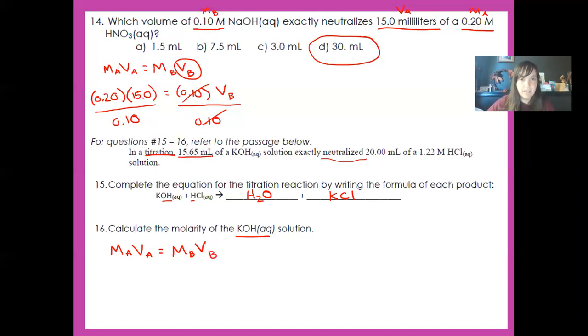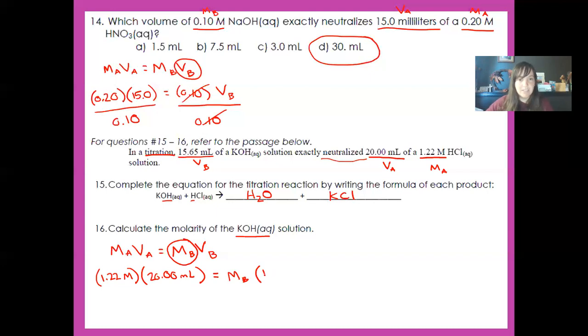And this time, here they give us a volume of potassium hydroxide, that's volume of base. They give us 20 milliliters of hydrochloric acid, that's volume of acid. They give us the molarity of the acid, MA. So we must be solving for MB. In fact, they say calculate the molarity of the potassium hydroxide solution. So we'll put in numbers for everything else. MA is 1.22. VA is 20 milliliters. I decided to leave in the units again this time, just for fun.